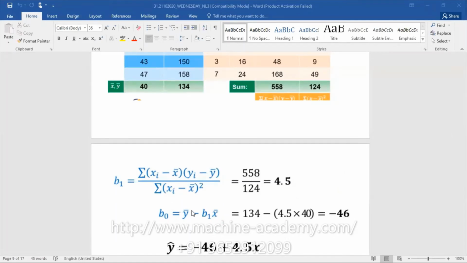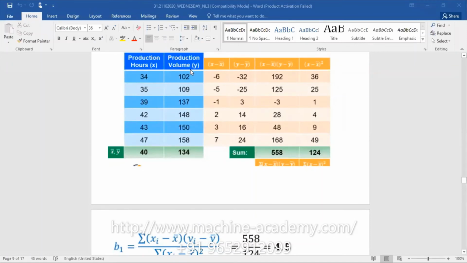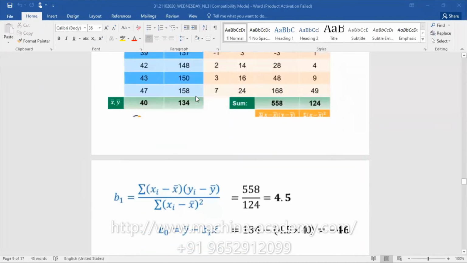134 minus 4.5, where did you get it? 134 is the y value. This is the mean value, the x cap and y cap value, and we are taking those values here. That's the thing we are observing. Y cap minus B1 x cap: 134 minus 4.5 into 40 equals minus 46 that we are getting here.